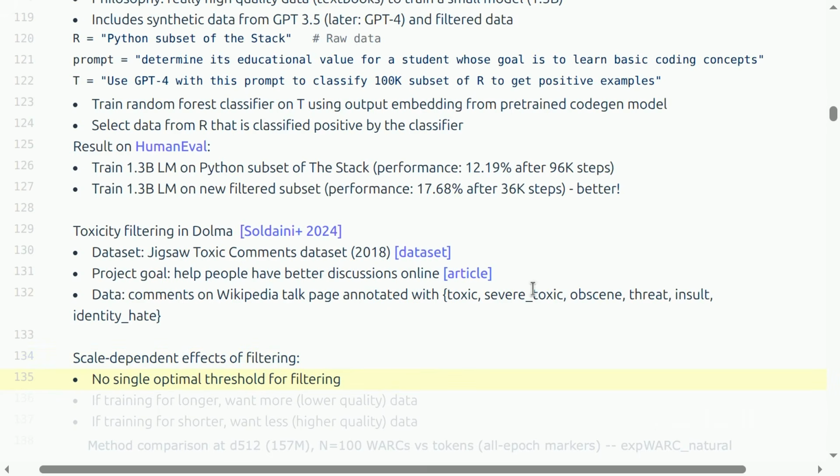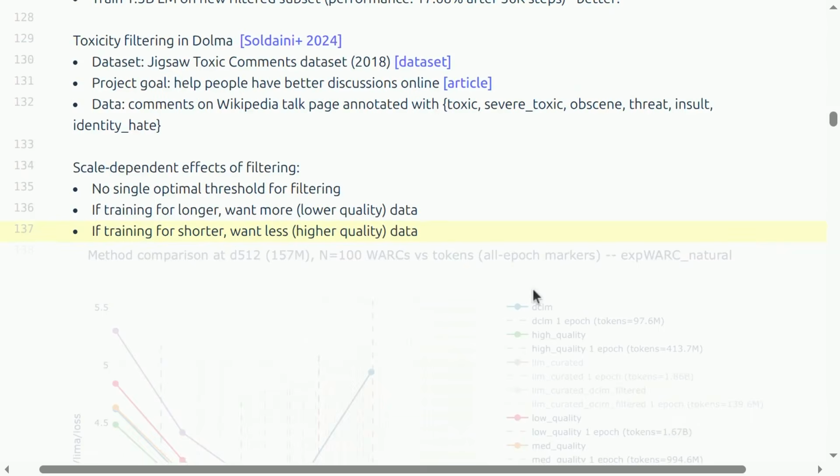So before, when I looked at the classifier gives you a score, you can't say 0.9 and say that's the best, because it depends on what you want to do. Intuitively, if you are going to train for a longer period of time, then you can tolerate lower quality data. If you're training for shorter, then you want higher quality data in general. And of course, if you could wave a magic wand, if you're training for longer, you want more high quality data, but that's not an option. The data pool is what it is.